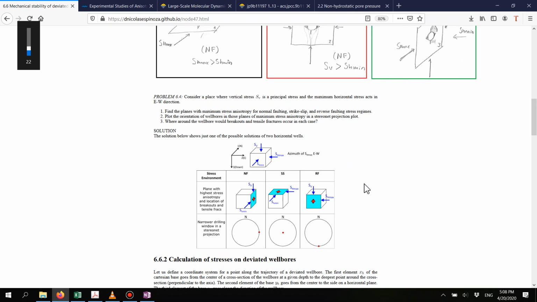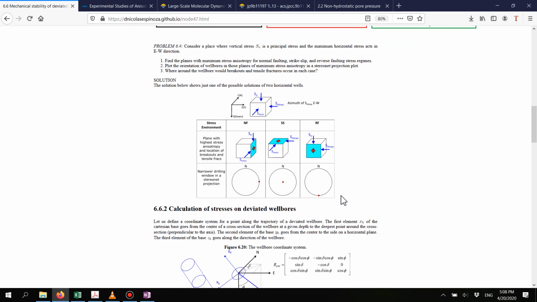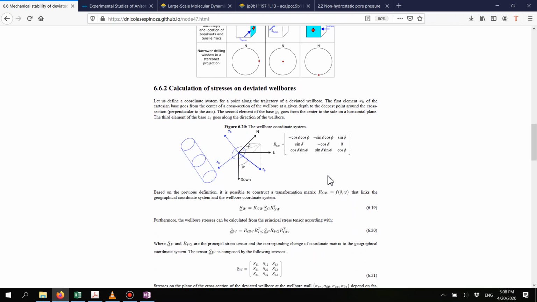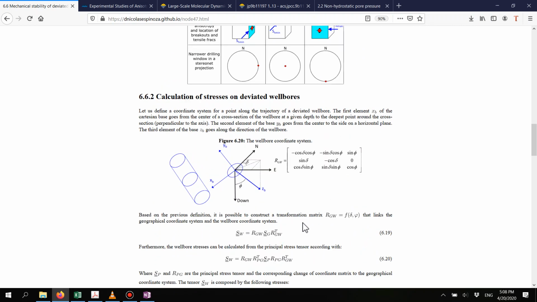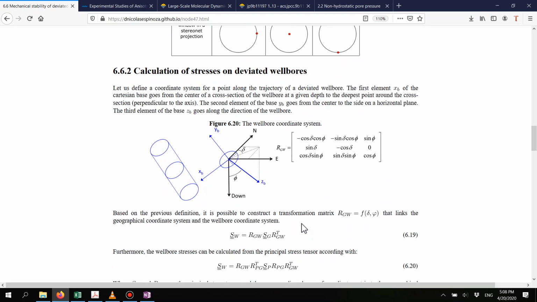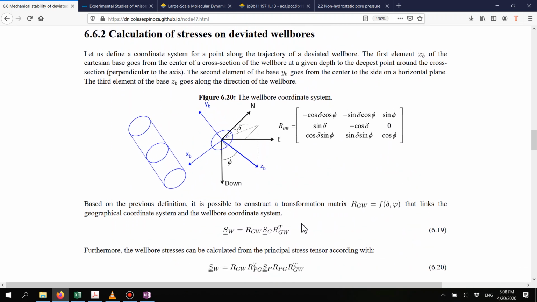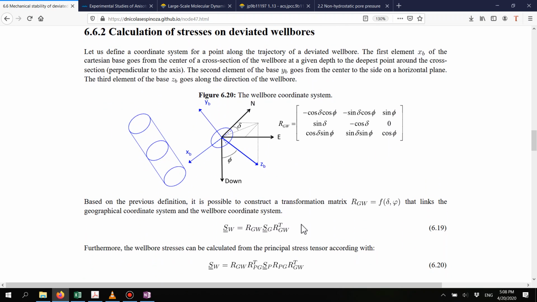What happens in the case that you do not have a wellbore which is aligned with the principal stresses? Well, in this case, you have to do a little bit more calculations, and those start by finding the coordinate system of the wellbore, which is going to be a function of the angles of azimuth and deviation.